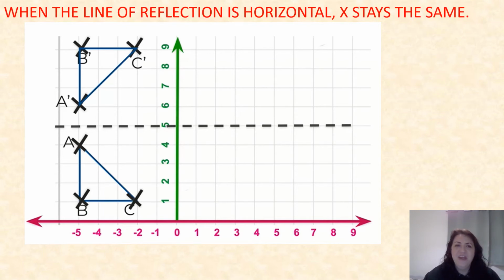Say the red with me. When the line of reflection is horizontal, the x stays the same. So it's the opposite to last time. Last time when it was vertical, the y stayed the same. Now it's horizontal, the x stays the same.